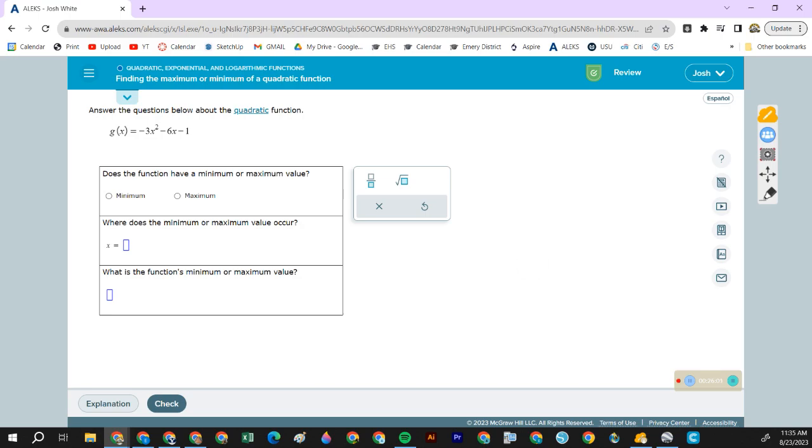Okay. Is this parabola going to have a maximum or a minimum? It's going to have a max. How come? It's upside down. How do we find the max? We do negative b over 2a, and that is my x. And then I take the x and plug it in to find the y, and that would be the maximum. All right.